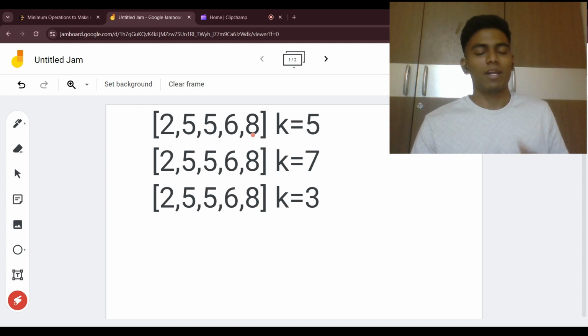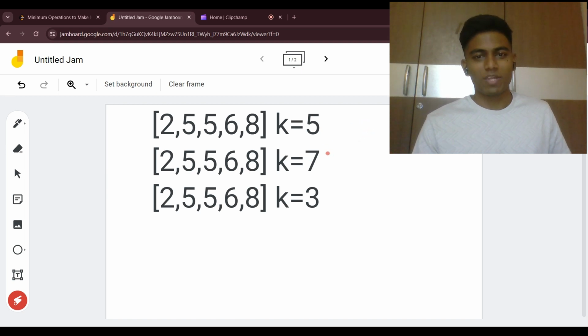The array can be in decreasing order, increasing order, or any order. So that's why we are going to sort the array, and then calculate the middle element. Suppose the middle element is equal to k, then we do not need to make any operation on this array, and we are going to return 0.